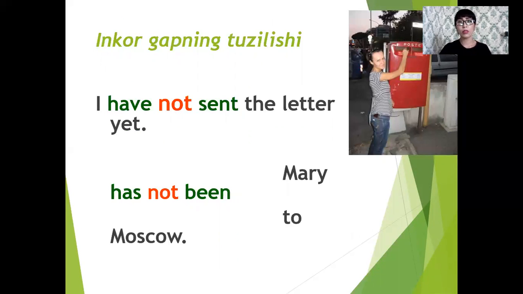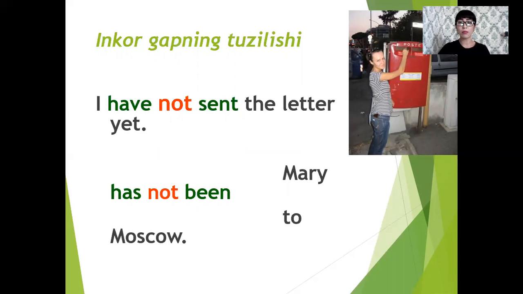Okay, how do we make negative sentences? We just put here the particle not. I have sent the letter, but I have not sent the letter yet. I have sent the letter, men xatni jo'natdim. I have not sent the letter yet, men xatni hali jo'natmadim.